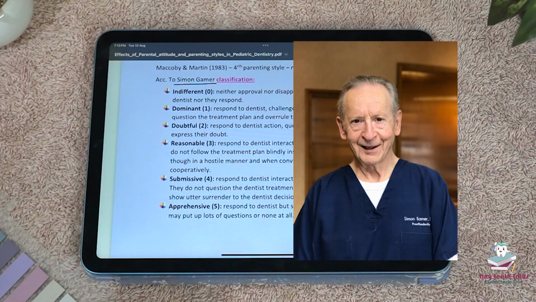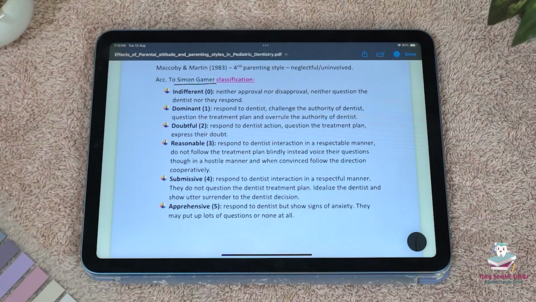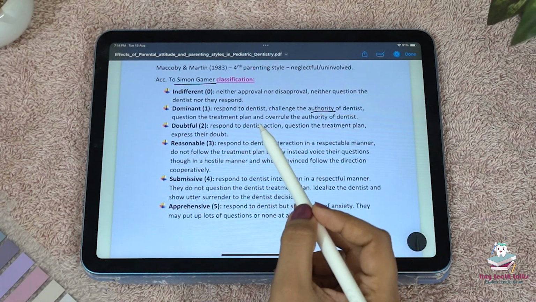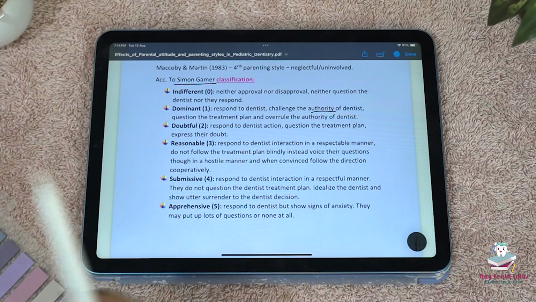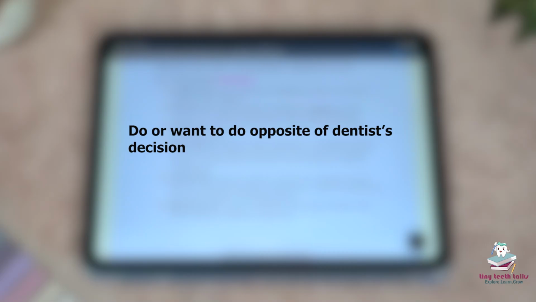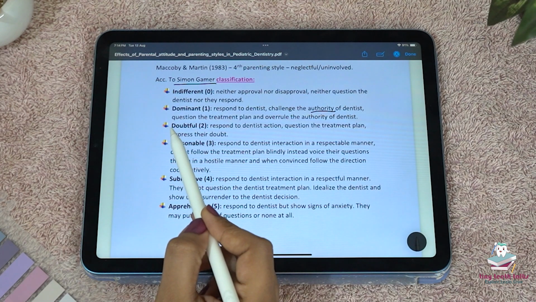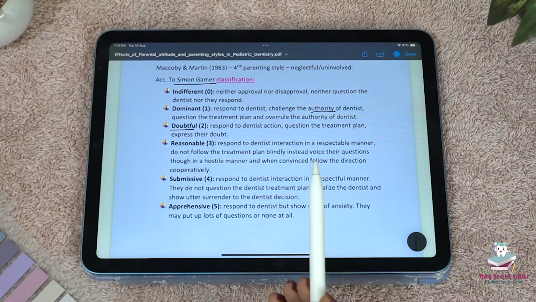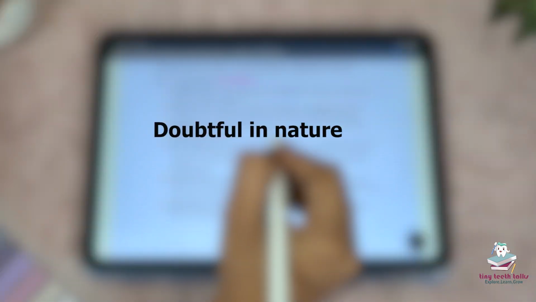According to the Simon Gamer classification, there are 0 to 5 different types of parenting style. So the 0 is indifferent, they do nothing, it doesn't matter to them, neither approval nor disapproval, they neither question the dentist nor respond. The first one is dominant. They respond to the dentist, challenge the authority of the dentist, question the treatment plan, and overrule the authority of the dentist. So basically they reverse the decision made by the dentist. The second is doubtful. They respond to the dentist's action, question the treatment plan, and express doubt. So basically they are doubtful in nature.